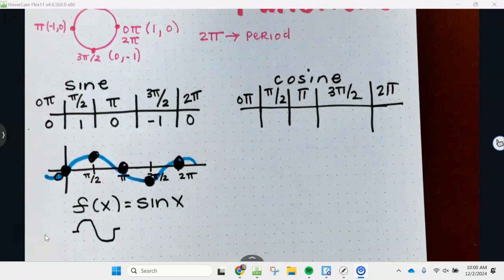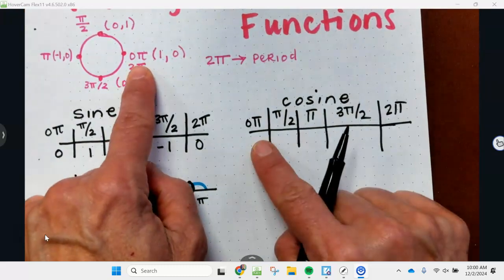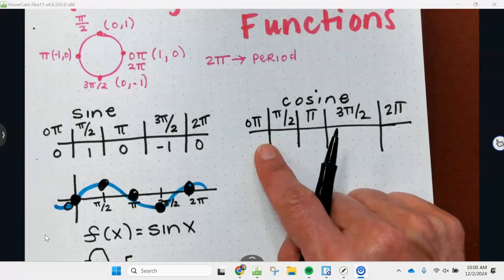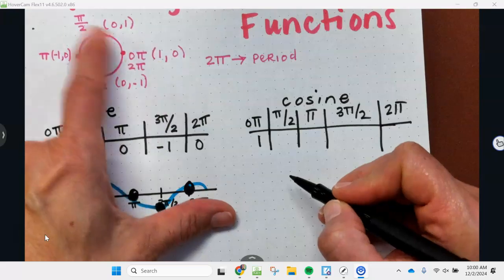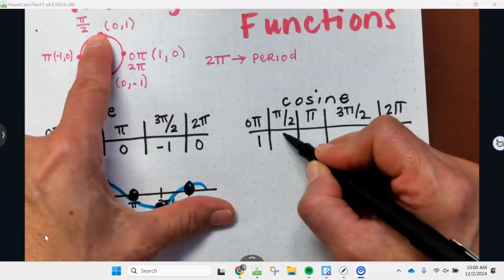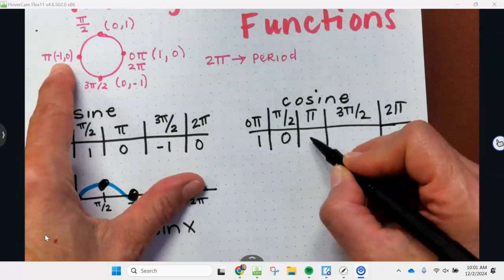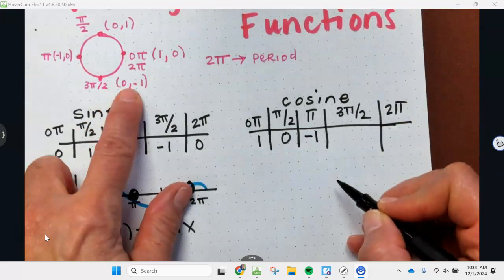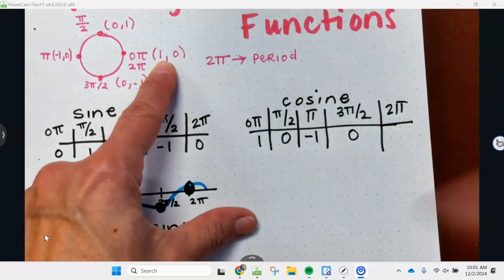So if I go up just a little bit, ooh, goodness. At 0 pi, we just want the cosine values. So at 0 pi, cosine is 1. At the top of the unit circle, cosine is 0. On the left, at plain pi, cosine is -1. At the bottom, cosine is 0, but again, when you go back to the beginning, cosine is 1.